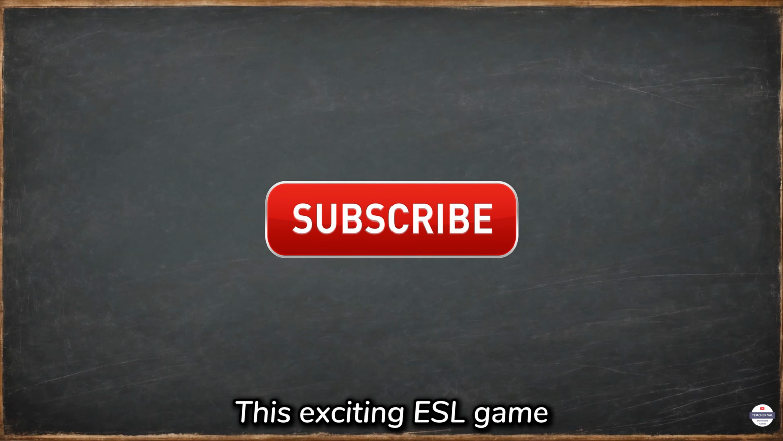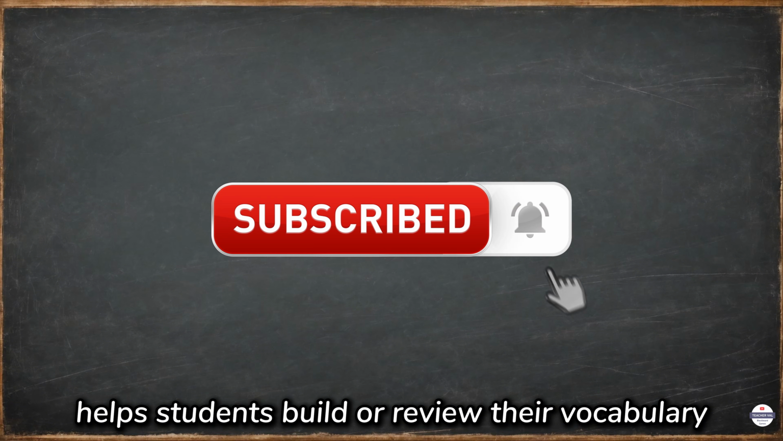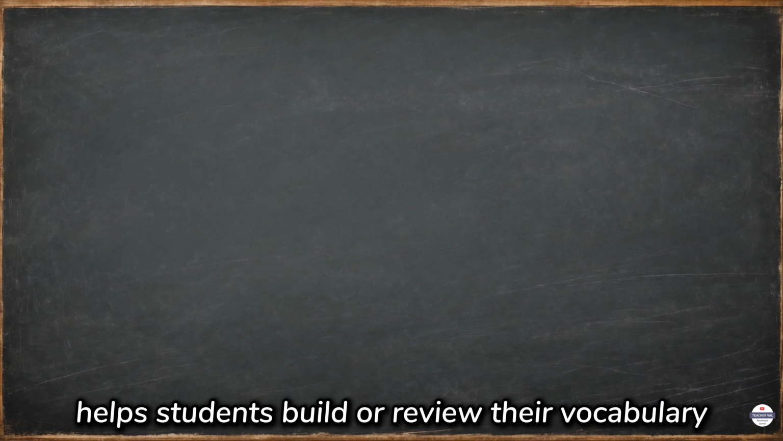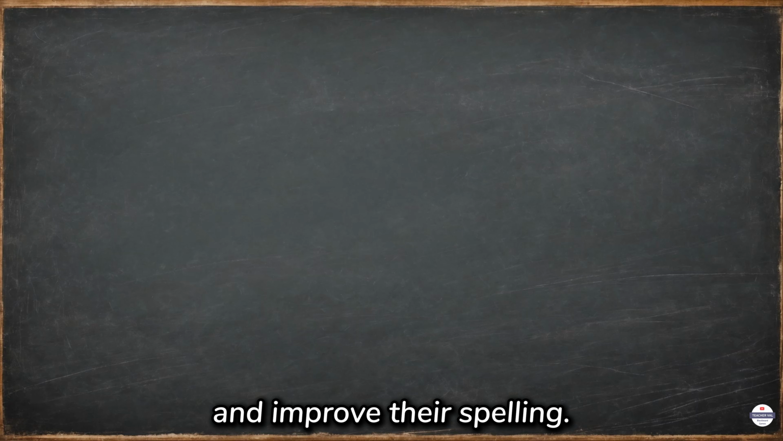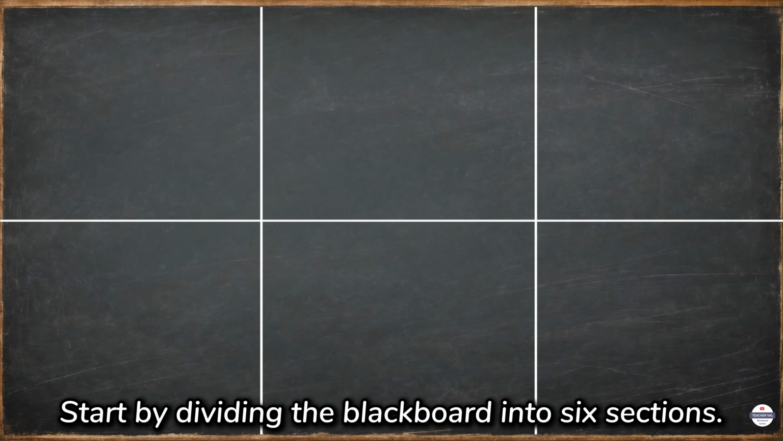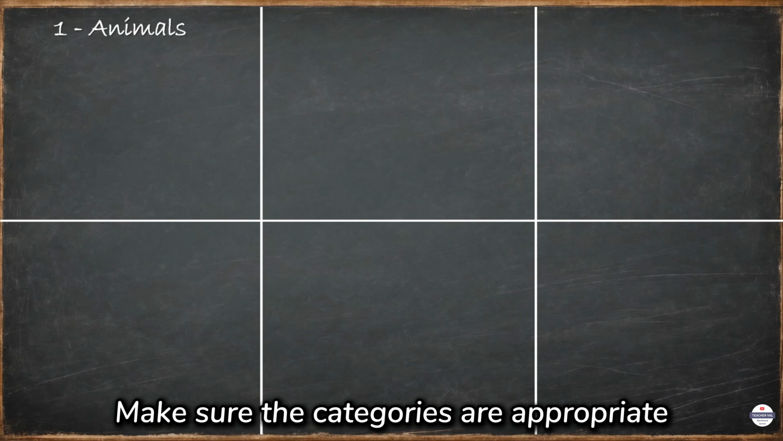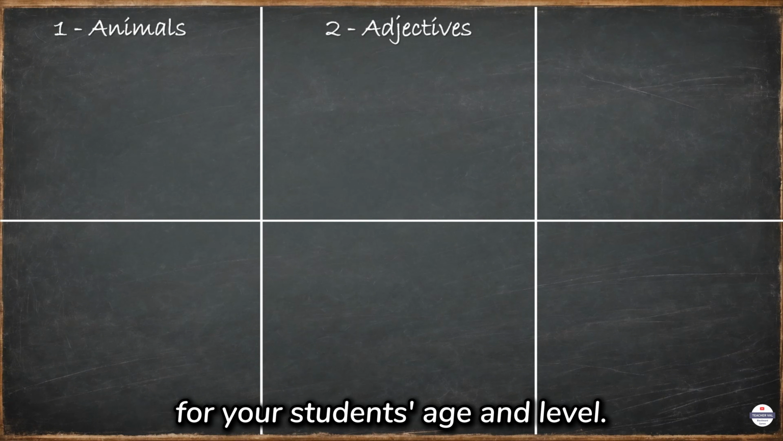This exciting ESL game helps students build or review their vocabulary and improve their spelling. Start by dividing the blackboard into 6 sections. Number each section from 1 to 6 and write a category at the top of each one. Make sure the categories are appropriate for your students' age and level.